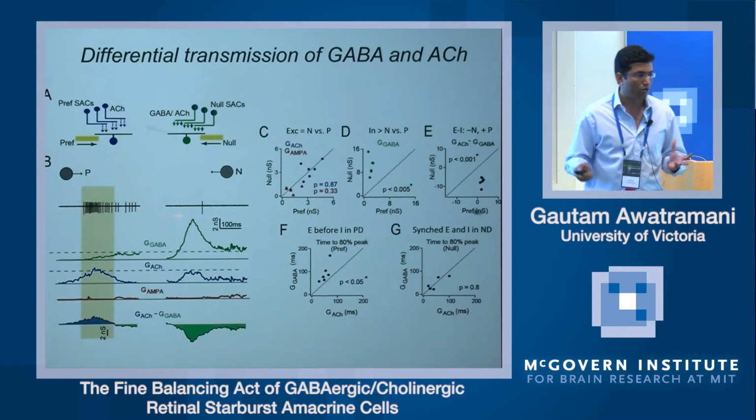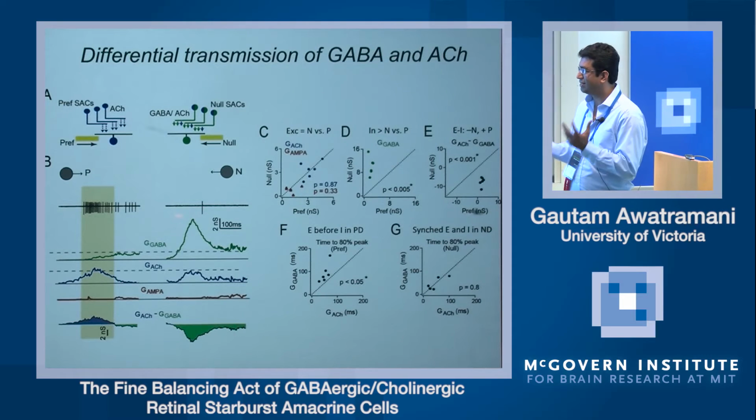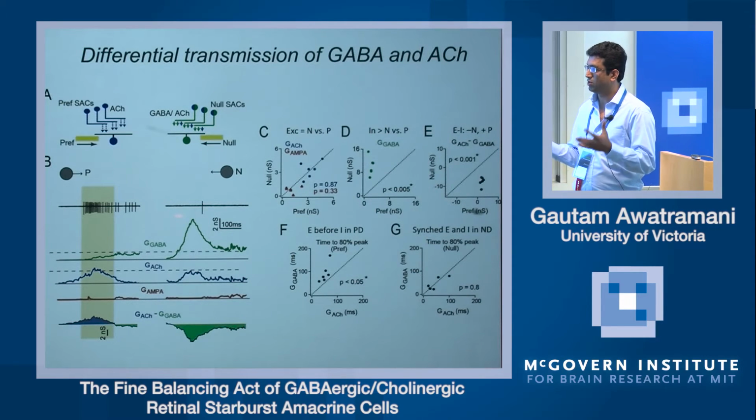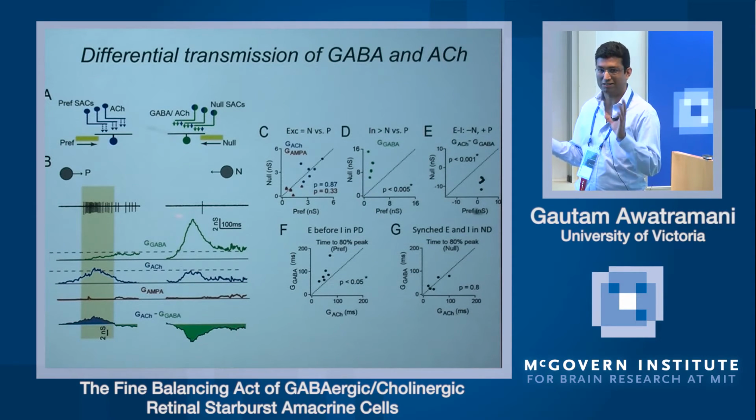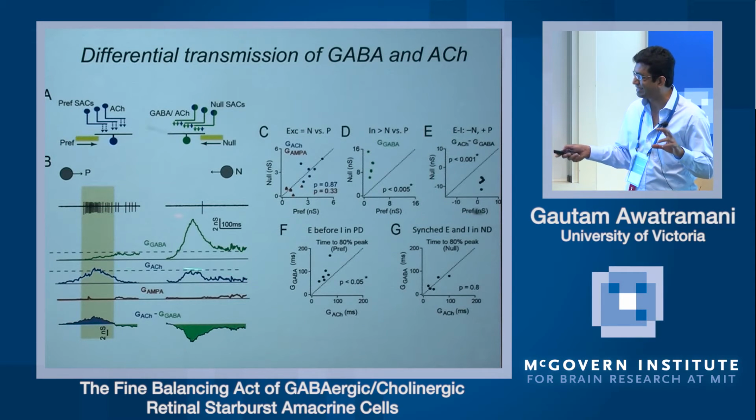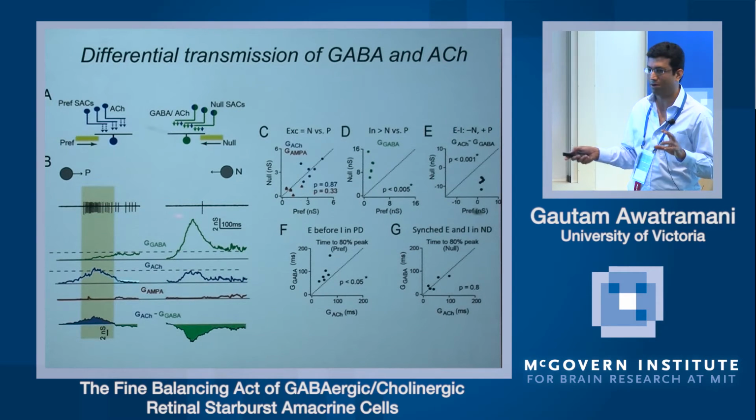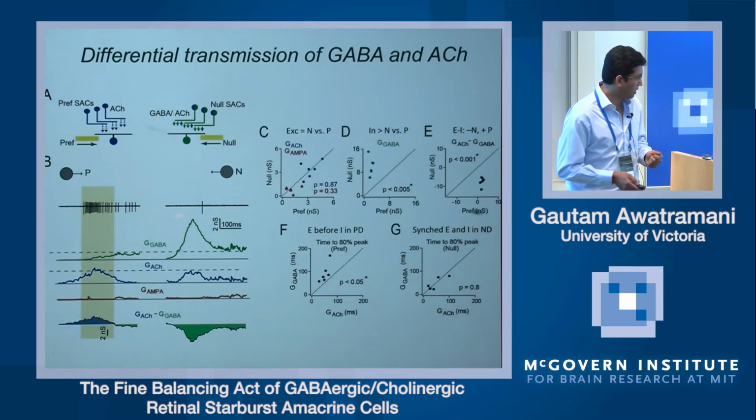So again, it's saying you have a system, and in the endogenous system, when you move low contrast stimuli across the retina, it's acetylcholine and GABA that are driving the computation.